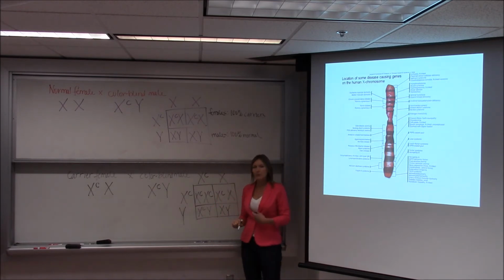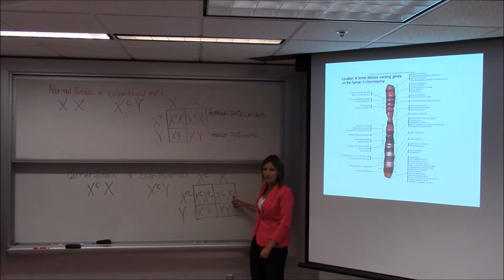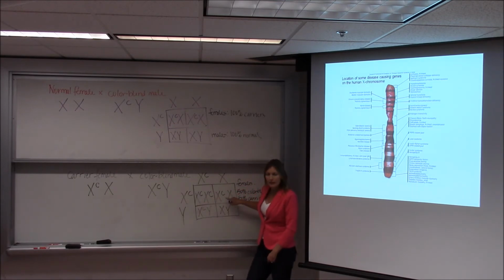This is interesting because we really end up with one of each. We have a colorblind female and a carrier female. So just looking at our females, 50% colorblind and 50% carrier. Again, these are our female offspring, XX. These, of course, are our male offspring, XY. And of our males, 50% are colorblind and 50% are normal.